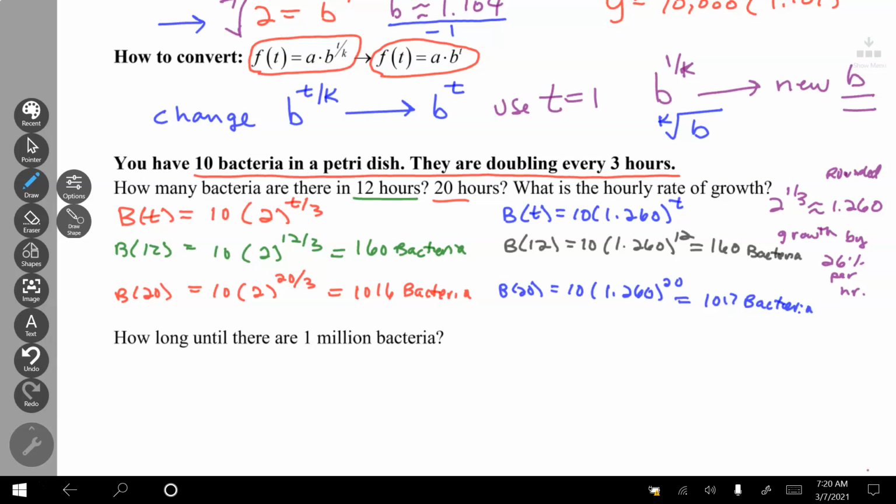And you say, why is it different? Well, because 1.260 was a rounded off number, there is a round off error here. Very small. A difference of 1 in 1,016 or 17 bacteria is inconsequential. That's less than 0.1%.